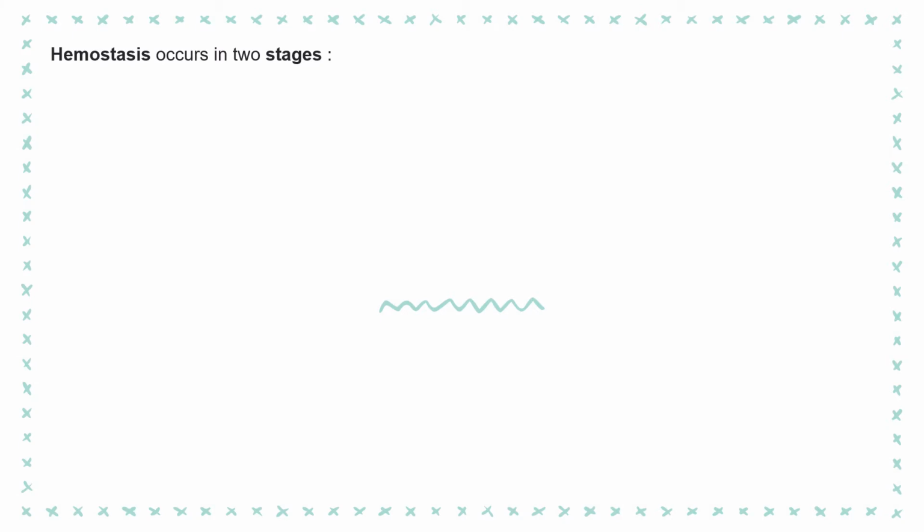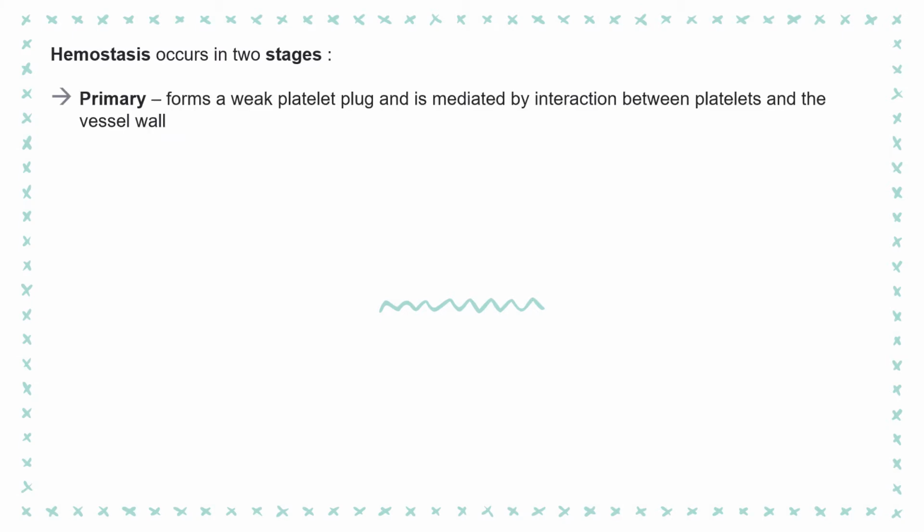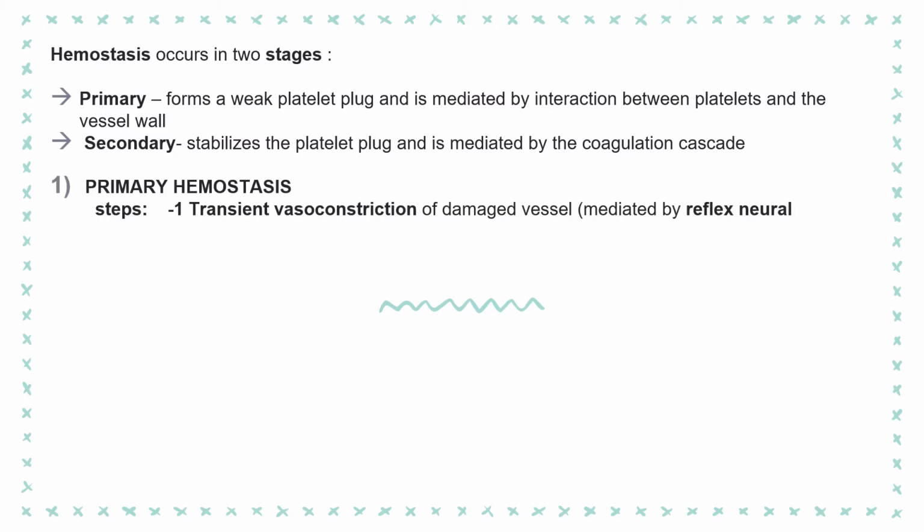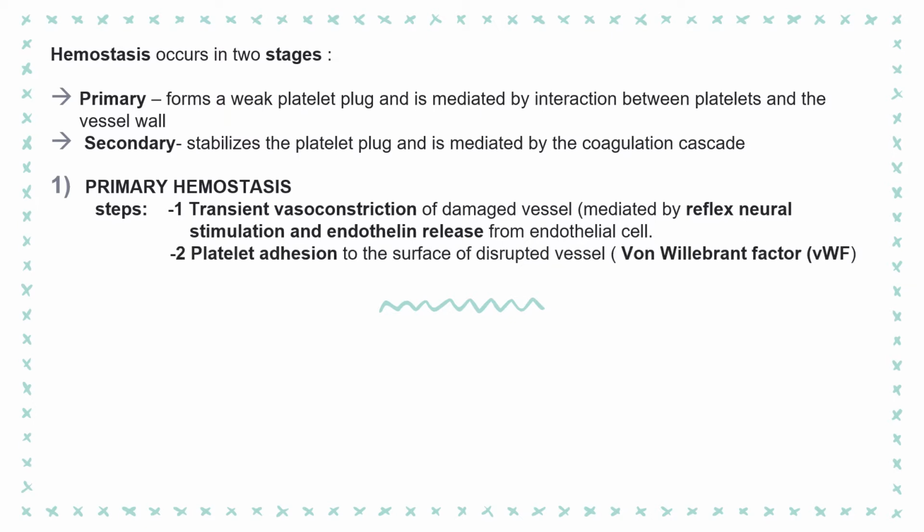Hemostasis occurs in two stages. Primary, when a weak platelet plug forms and is mediated by interaction between platelets and the vessel wall. Secondary, when the platelet plug is stabilized and is mediated by the coagulation cascade. The primary hemostasis occurs in four steps. First step is transient vasoconstriction of the damaged vessel mediated by reflex neural stimulation and endothelin release from endothelial cells.